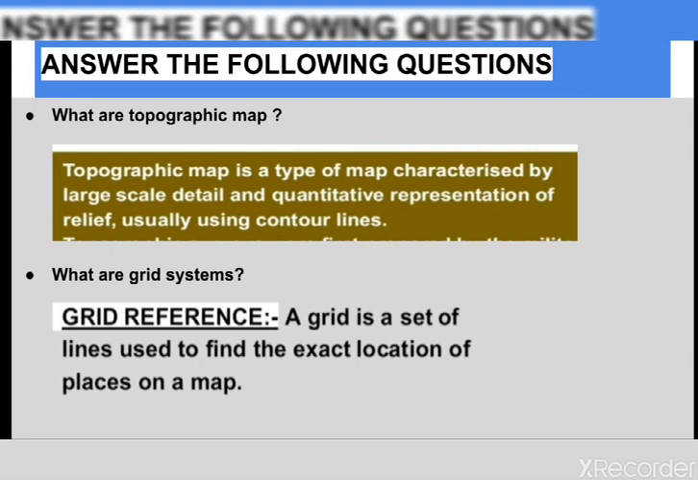Next, answer the following question. Number 1, what are topographic maps? So topographic map is a type of map characterized by large scale detail and quantitative representation of relief, usually using contour line. This is the answer of the first question. Question number 2, what are grid systems? So a grid is a set of lines used to find the exact location of places on a map.